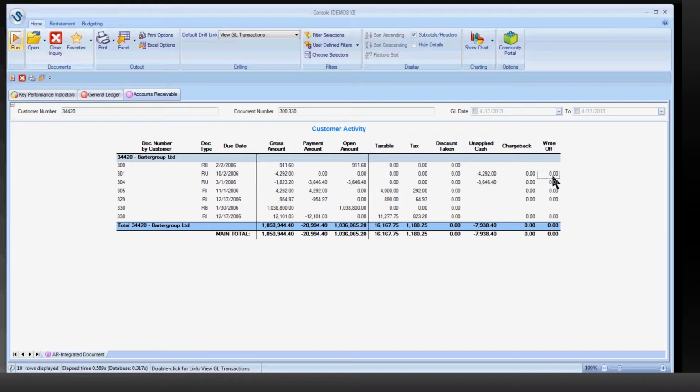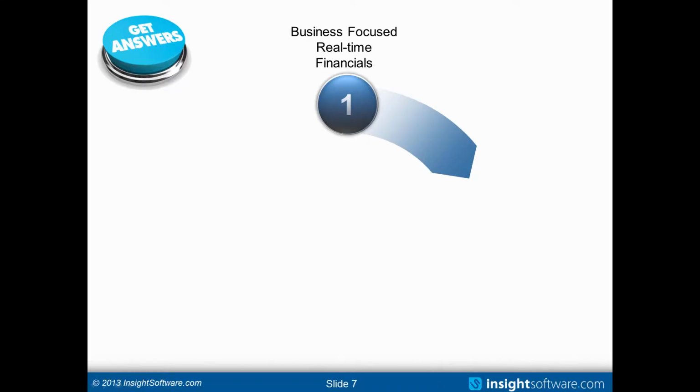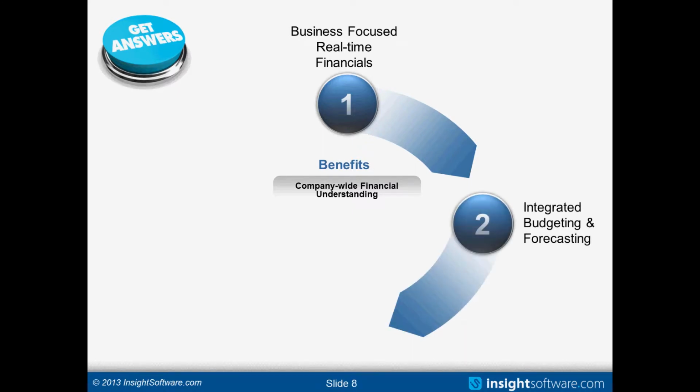So hopefully this first example has really highlighted for you a quick, easy way for non-sophisticated business users to understand what's going on in their operation from a standpoint of finance. The key benefit of this approach is an immediately improved company-wide financial understanding, which leads to improved visibility, smarter decision-making, and bottom-line results. Now let's talk about integrated budgeting and forecasting.